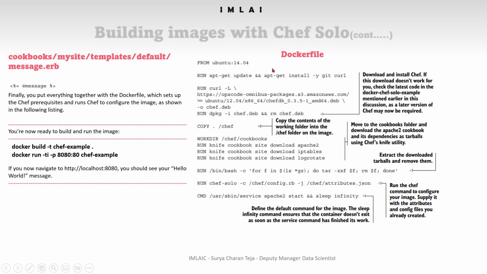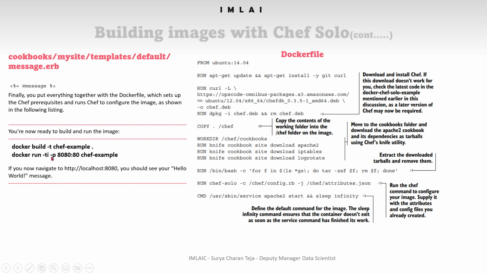You can see that from Ubuntu, run apt-get update and apt-get install git curl. Then you have to fetch the repository. Then you have to copy the Chef. We have Chef Solo already installed in our server, and the remaining will go as it is based on the config files. Then you do Docker build and the name of the image is chef-example.